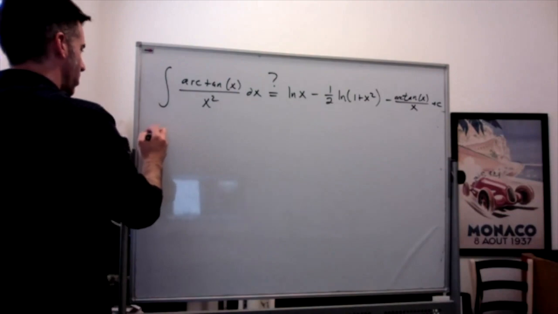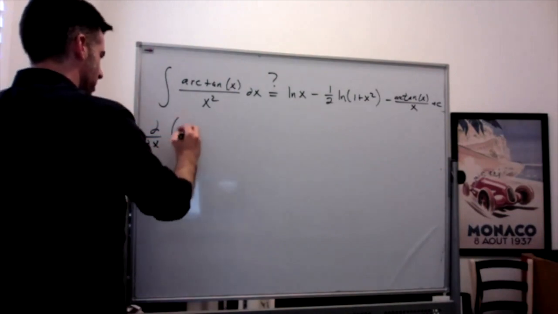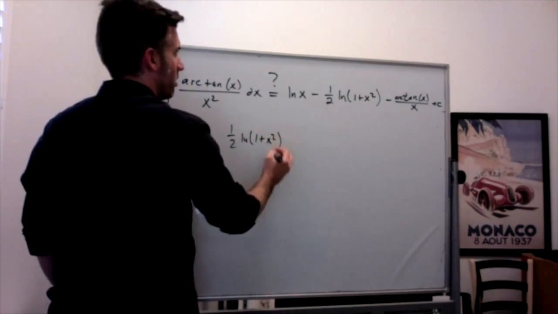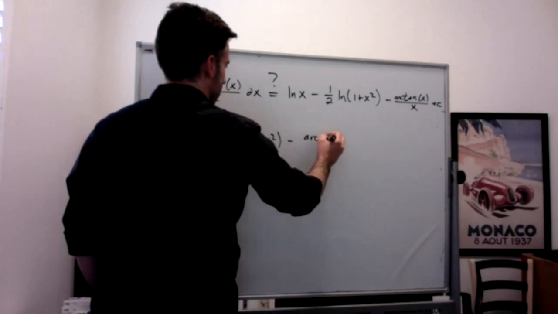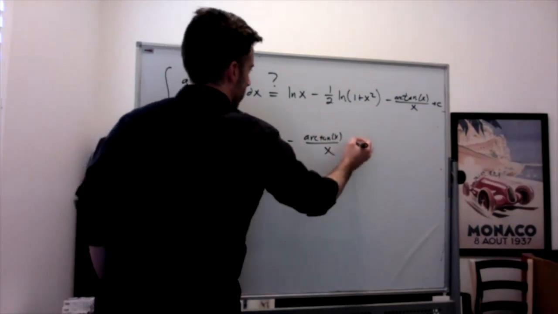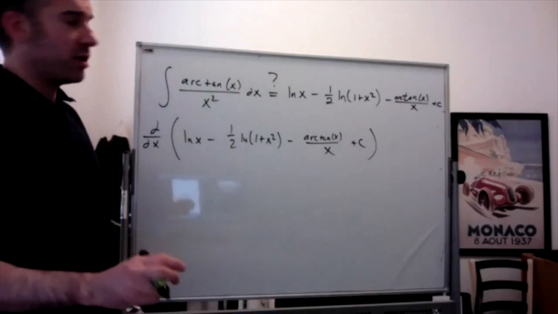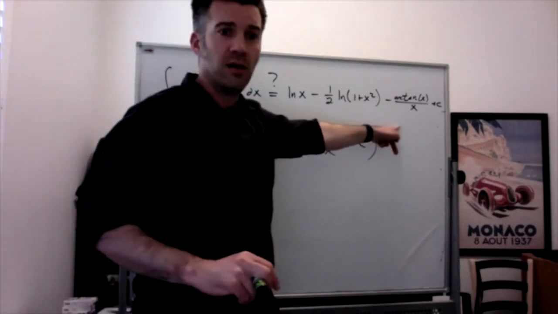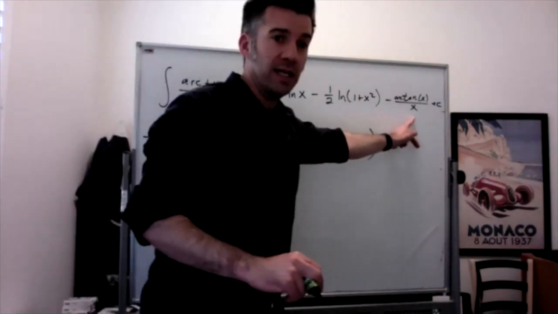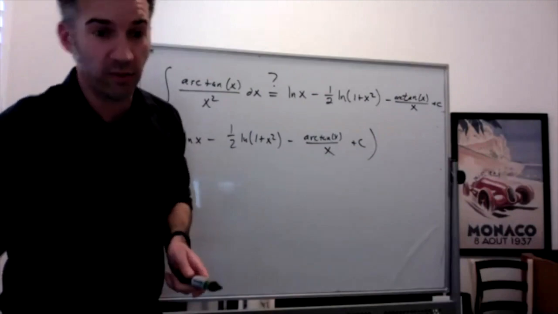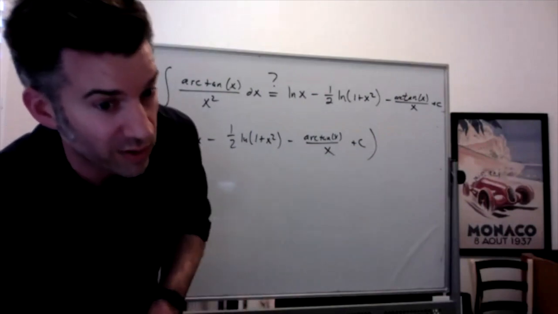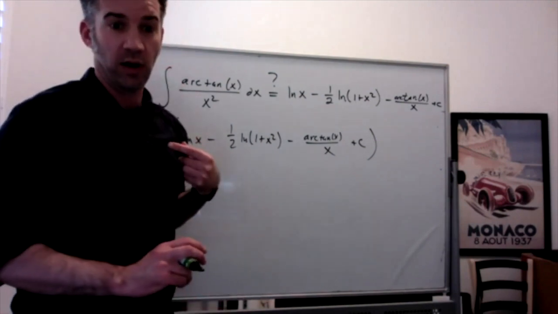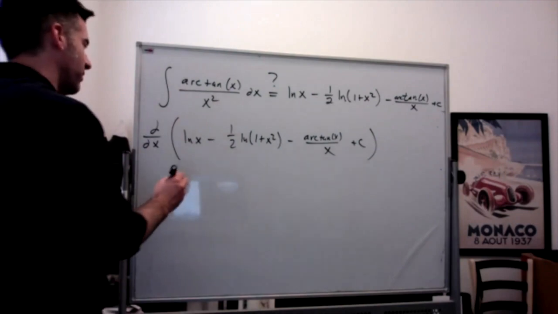So let's take the derivative of the natural log of x minus 1/2 the natural log of 1 plus x squared minus arc tangent of x over x plus c. For those of you just joining, we are checking to see if the integral of arc tangent of x over x squared is equal to all this by taking the derivative of all this and seeing if we get arc tangent of x over x squared. Because we don't yet, although we will someday, have the tools to integrate arc tangent of x over x squared, but we will eventually. So let's find out.